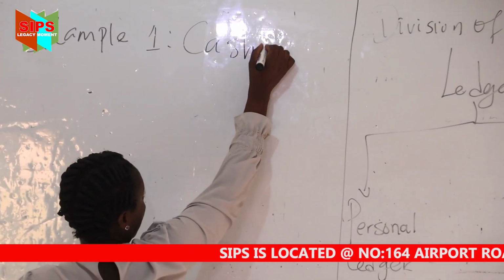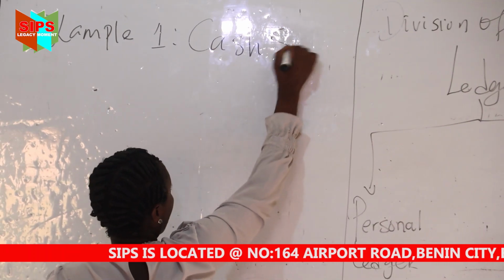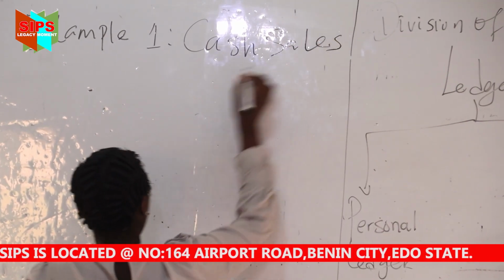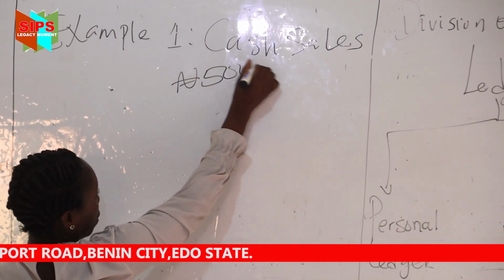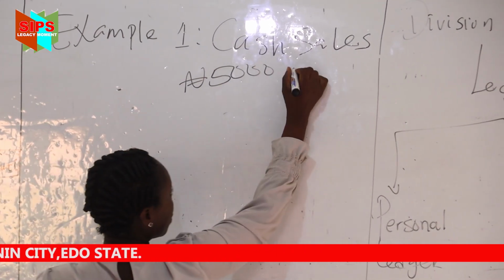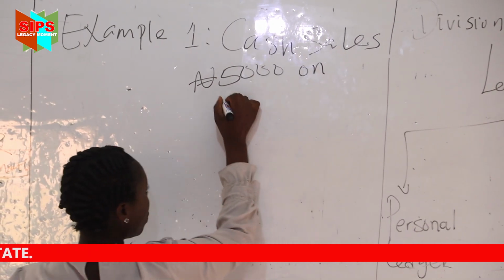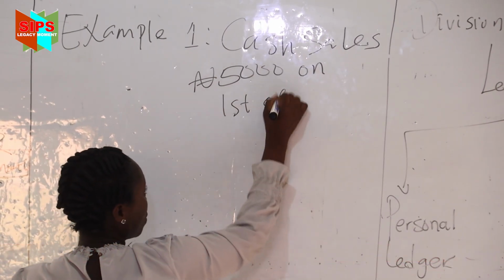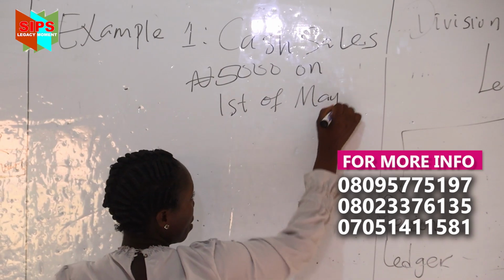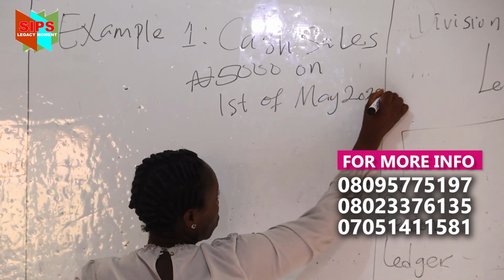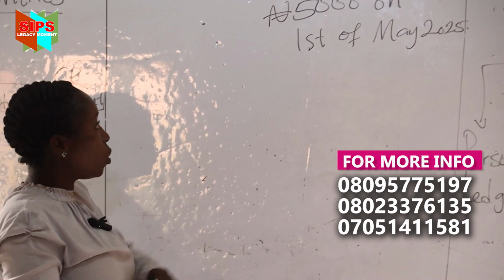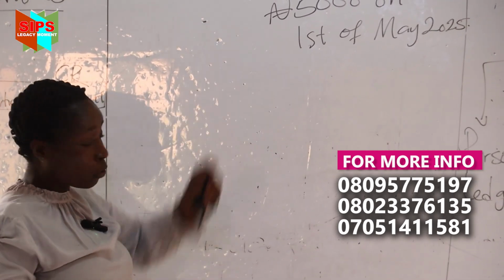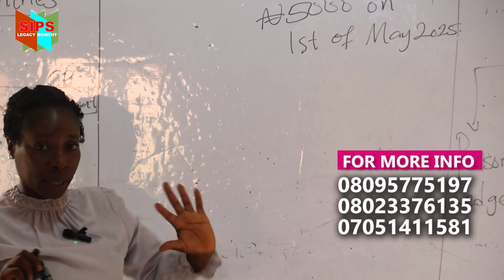Cash sales, ₦5,000, on 1st of May 2020. Now, this information alone is what? It's an extract from your journal, your daily business activity.